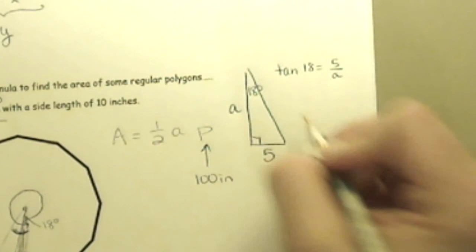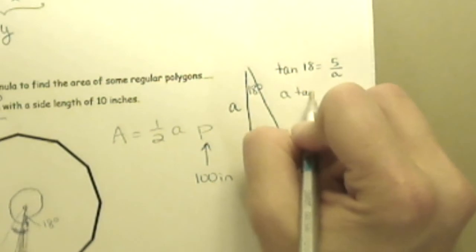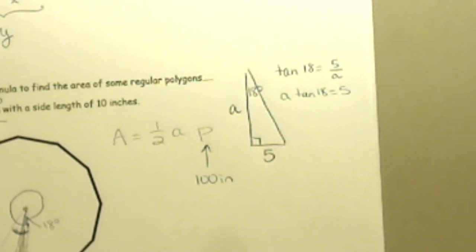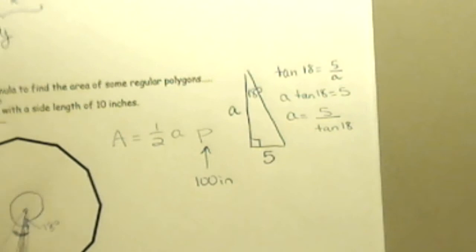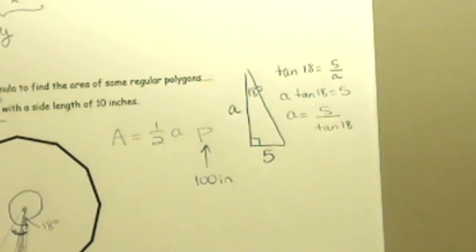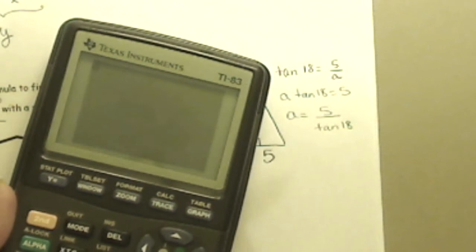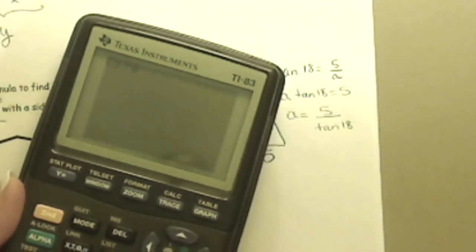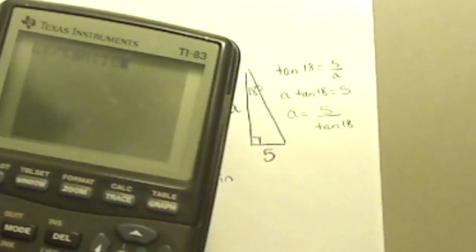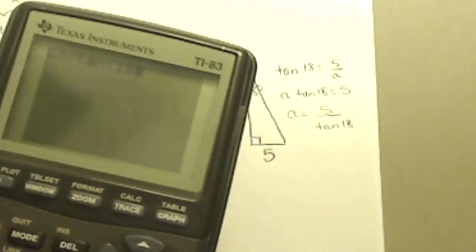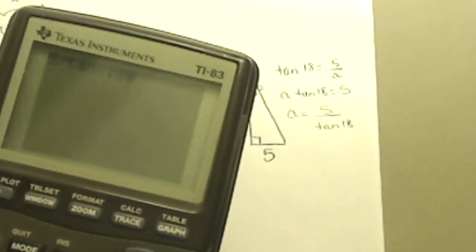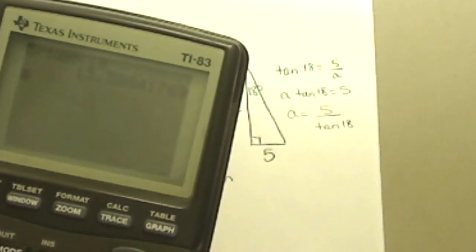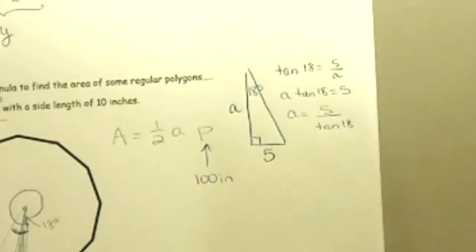If I cross multiply, I have A tangent 18 equals 5. And so that means A equals 5 over tangent 18. I am ready for the calculator now. Let's do 5 divided by tangent of 18 degrees. Not showing up too well here. That's a little better. 5 divided by tangent 18, I get 15.4 approximately.